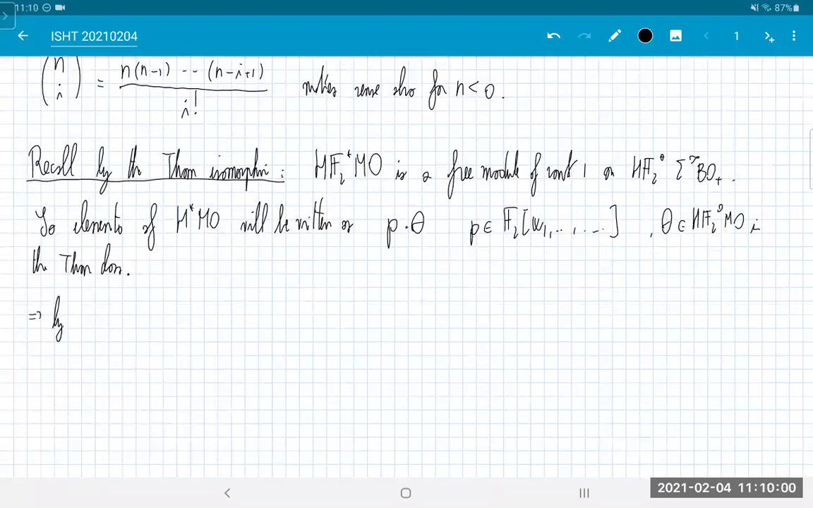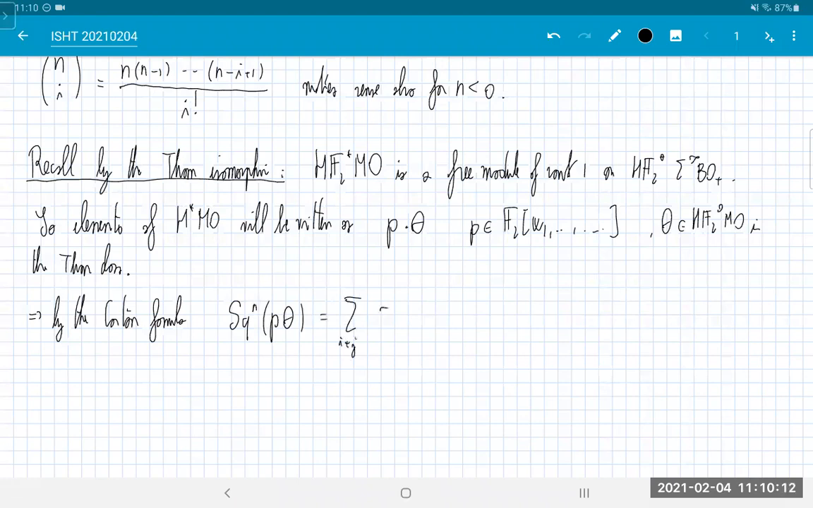in particular, by the Cartan formula, we can get Sq^n of P theta is the sum over i plus j equals n of Sq^i P times Sq^j theta. So what this boils down to is that to describe the action of the Steenrod algebra on HF2 star MO, we need to understand just the action on theta. Technically I told you only the action on the w_i, but then, using the Cartan formula, again expanding in all monomials, you can actually write down everything. So the missing step in understanding the Steenrod algebra action on HF2 star MO is understanding it on theta.